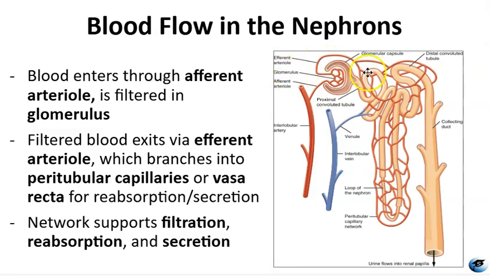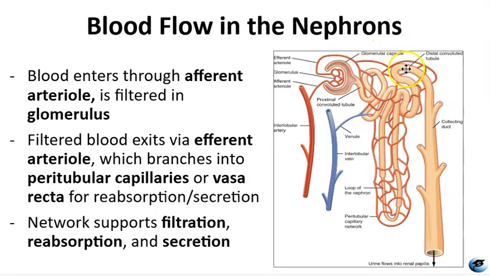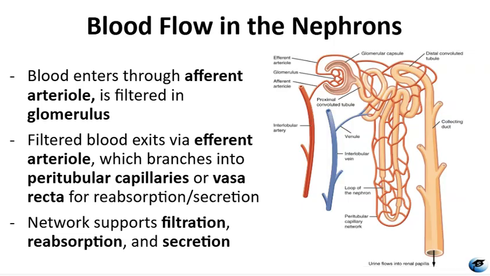From the efferent arteriole, blood moves into one of two pathways. In the cortical nephrons, it branches into the peritubular capillaries, which surround the proximal and distal tubules and handle most reabsorption and secretion. In juxtamedullary nephrons, it forms the vasa recta, which are long, straight vessels that run alongside the loop of Henle and help preserve the kidney's concentration gradient.